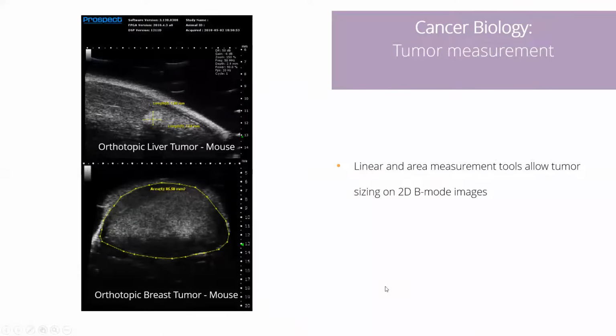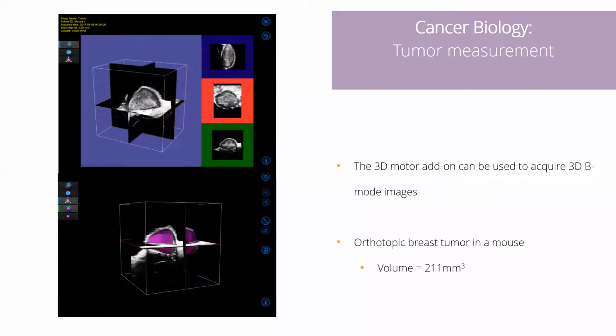We, of course, want to make measurements. And so here on a B-mode image, we can do either linear measurements or area measurements. And this is simply within a two-dimensional image. But as I mentioned earlier, we have that 3D motor, which can be added onto the scanning platform. And again, what that's going to do is translate the animal underneath the probe and take multiple two-dimensional B-mode images and restack them together to create your 3D volume or your 3D image.